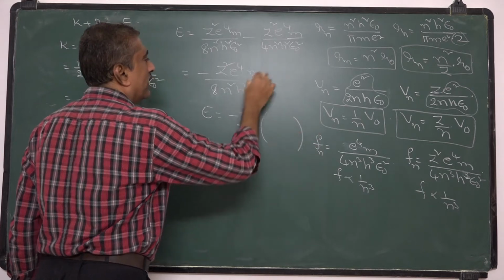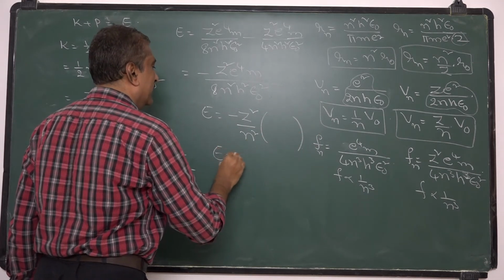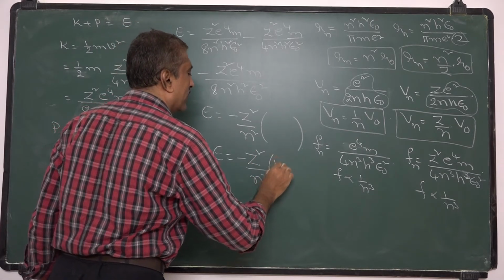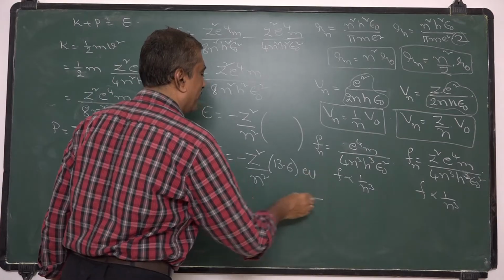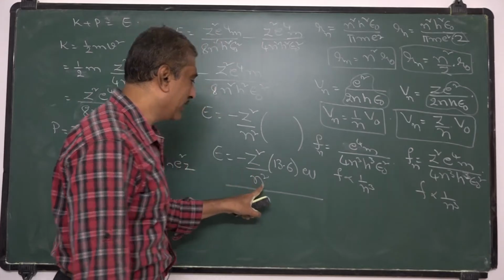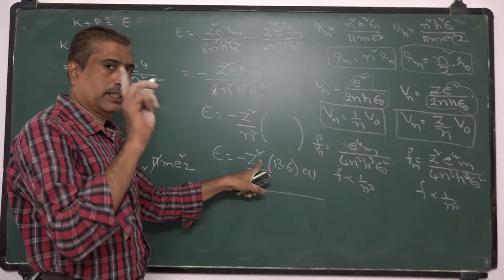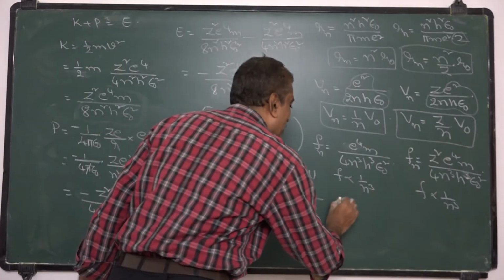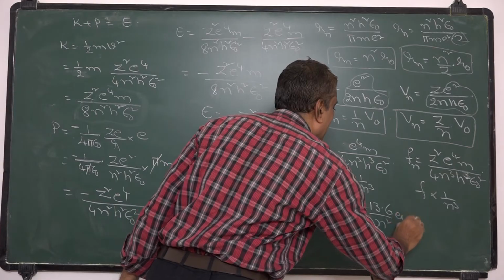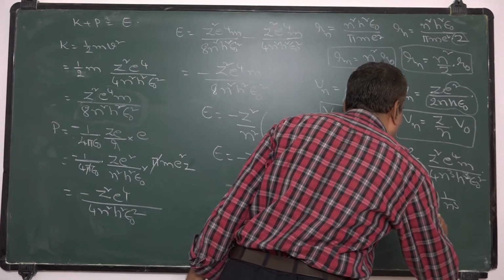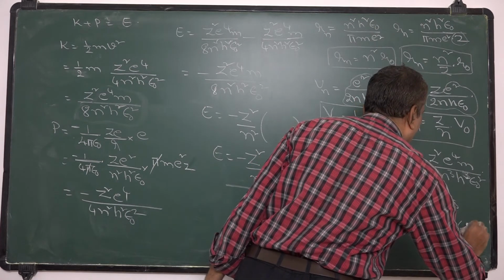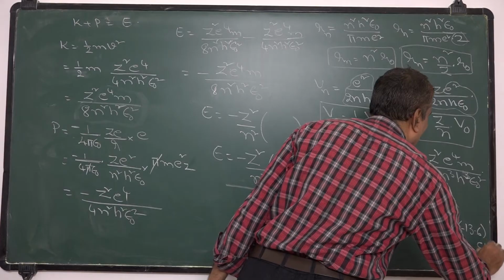Actually we have calculated it as E is equal to minus Z square by n square into 13.6 electron volt. So the energy of an electron in a particular orbit n having atomic number Z is given by this equation. Normally we write it as E is equal to minus 13.6 by n square electron volt. But in this case you have to write it as Z square by n square into minus 13.6 electron volt.